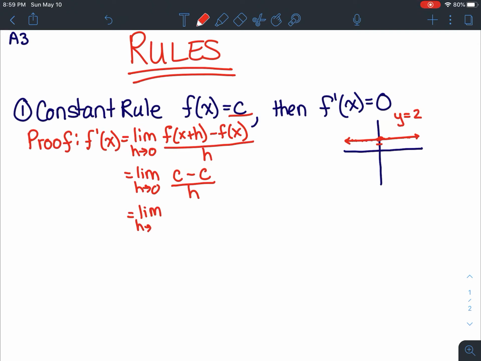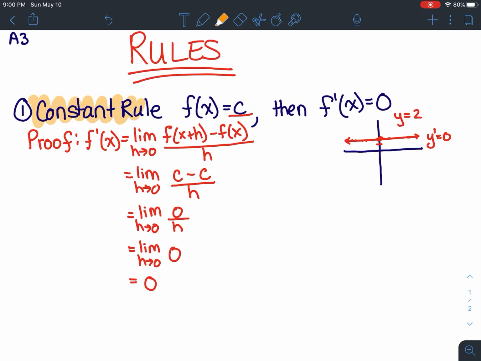Okay, so this part's kind of weird, but since c minus c is just 0, before we even sub 0 in for h, we can just say that we know 0 divided by h is going to be 0. Then we just get rid of the h, and therefore the derivative is 0. We showed that this totally makes sense, that the derivative would be 0 because the slope is 0 at every point. Okay, perfect. So that's called the constant rule.